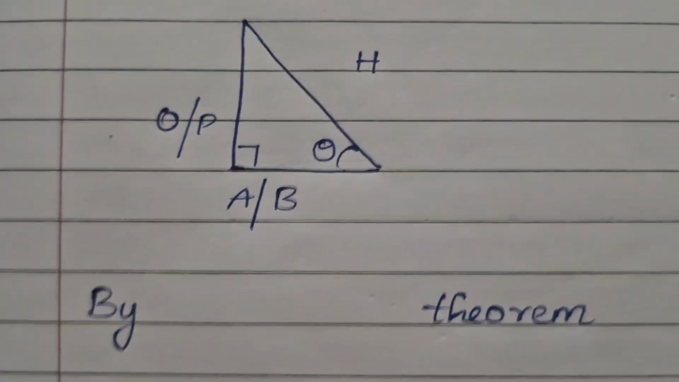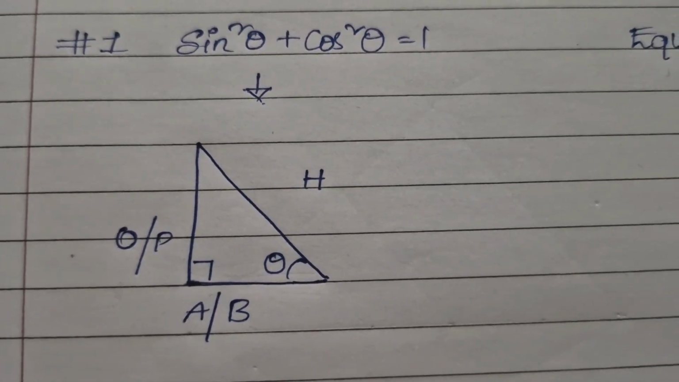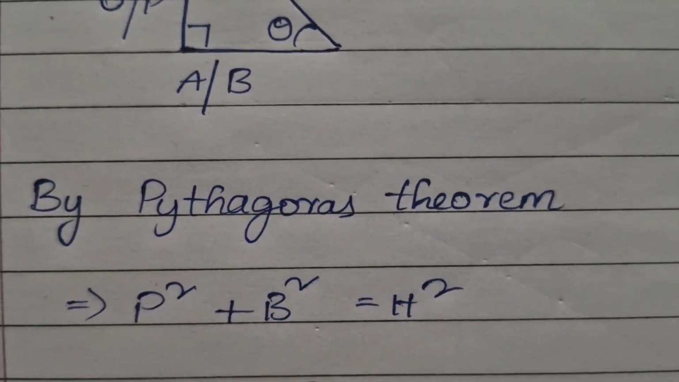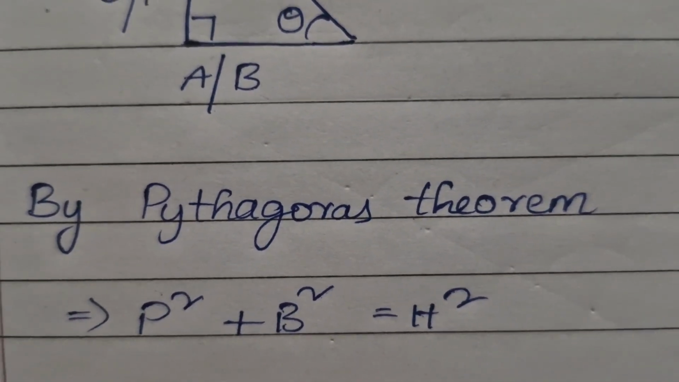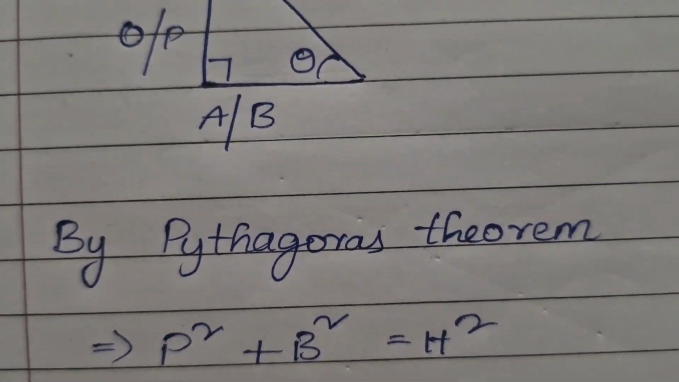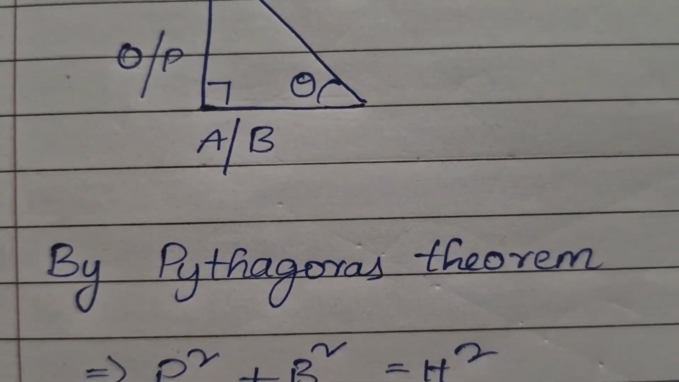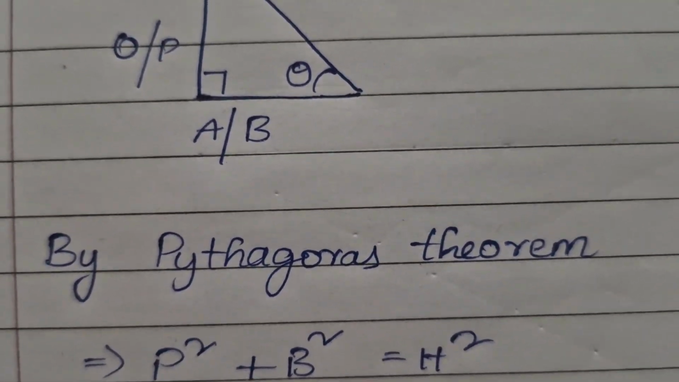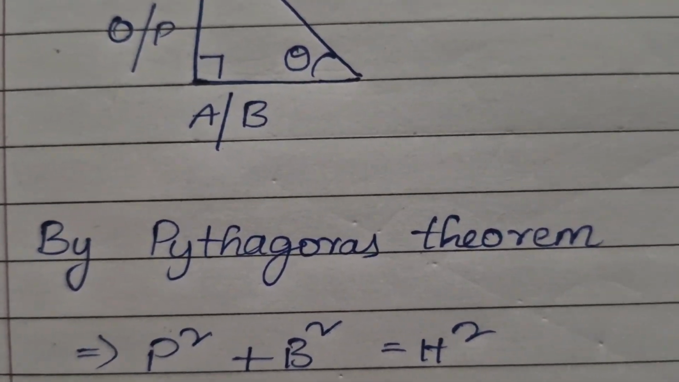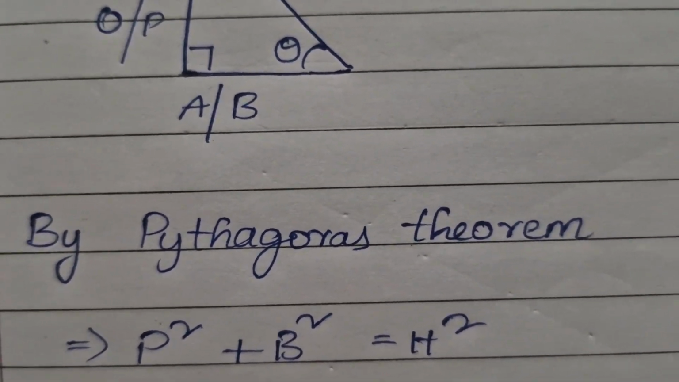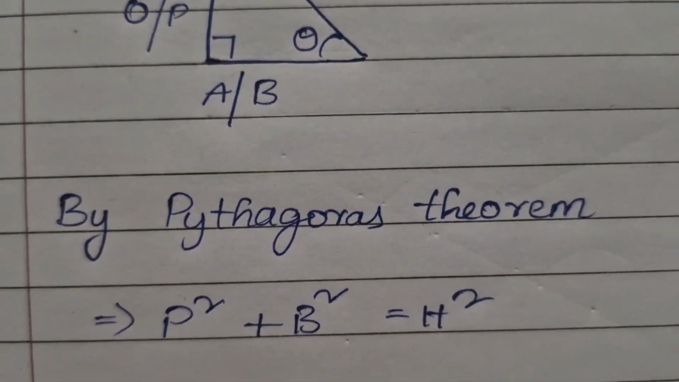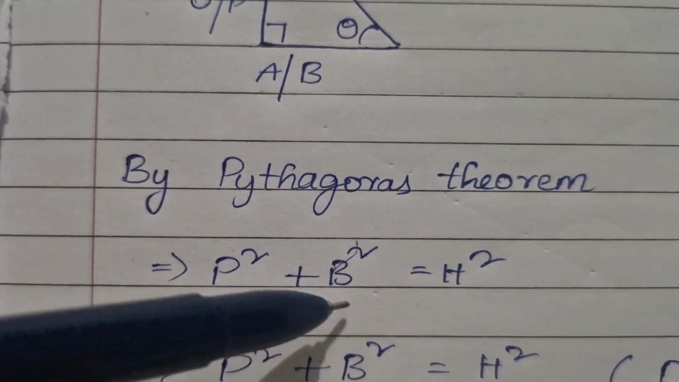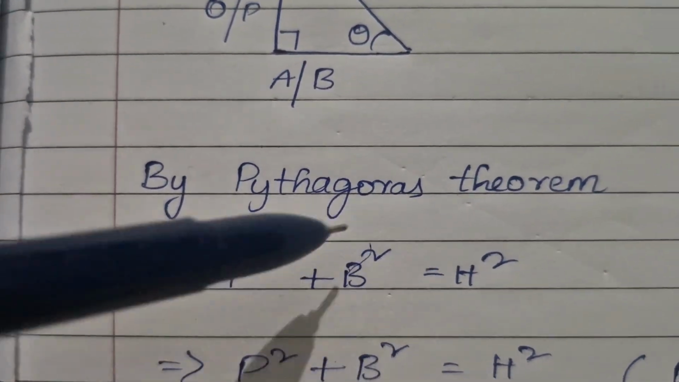Next, by using Pythagoras theorem, we get p square plus b square is equal to h square. We know that the formula of Pythagoras theorem is hypotenuse square is equal to opposite square plus adjacent square. You have to note that in mind because it is very useful for you in the 10th standard. So let us continue with the problem. In the opposite square, I have put p here, and in the adjacent square, I have put b square here.